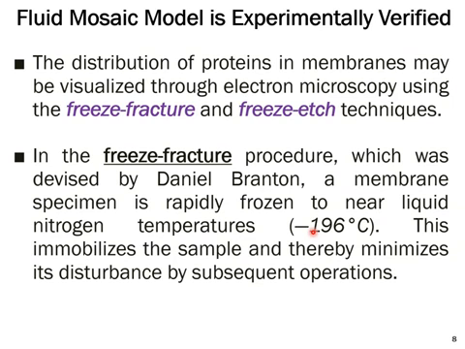Why do we freeze the sample? Just so that it immobilizes the sample, it stops all the movements in that membrane, and it minimizes the disturbance by the subsequent operation, so that when we study the portion of the membrane under an electron microscope, or we make a sample from it, the movement of proteins does not disturb the study. That is why we freeze the sample and we stop all the movement. So freezing stops all the movements in the cell.